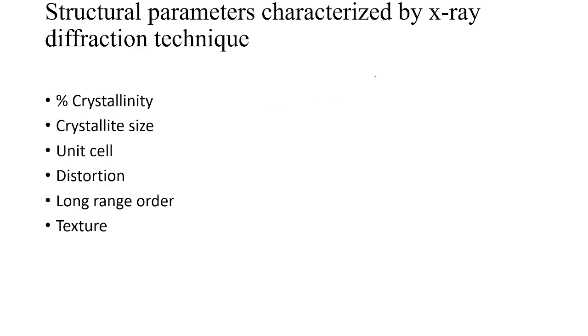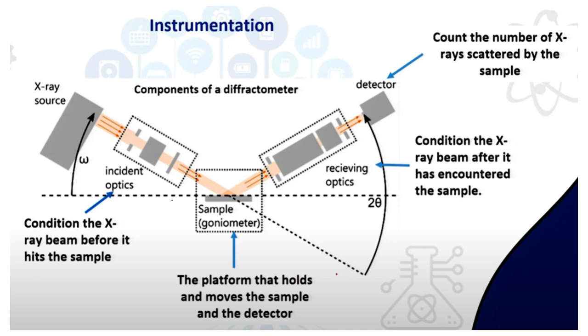Now, what are the different parameters we characterize? First, obviously, the percent of crystallinity of any sample, that is how much crystallinity is available, the crystallite size, what is the size of a crystallite, and obviously the unit cell nature, whether it is cubic or rhombohedral. Another most important thing is distortion, which can also be investigated through XRD. And the long range order we can determine, and also the texture of any sample we can measure through XRD.